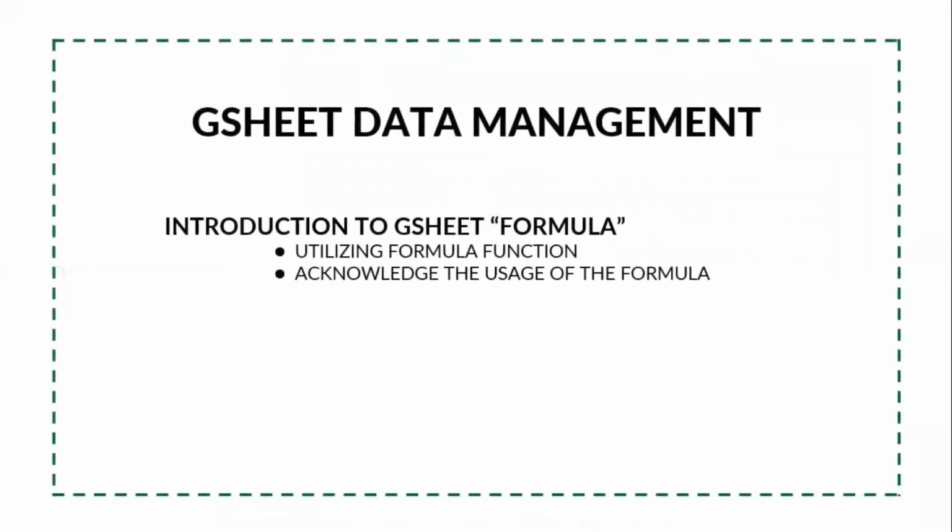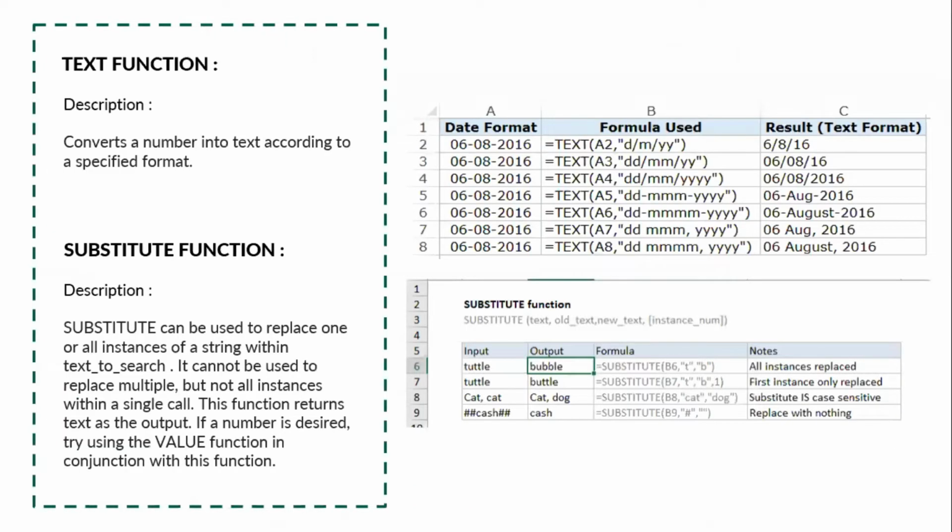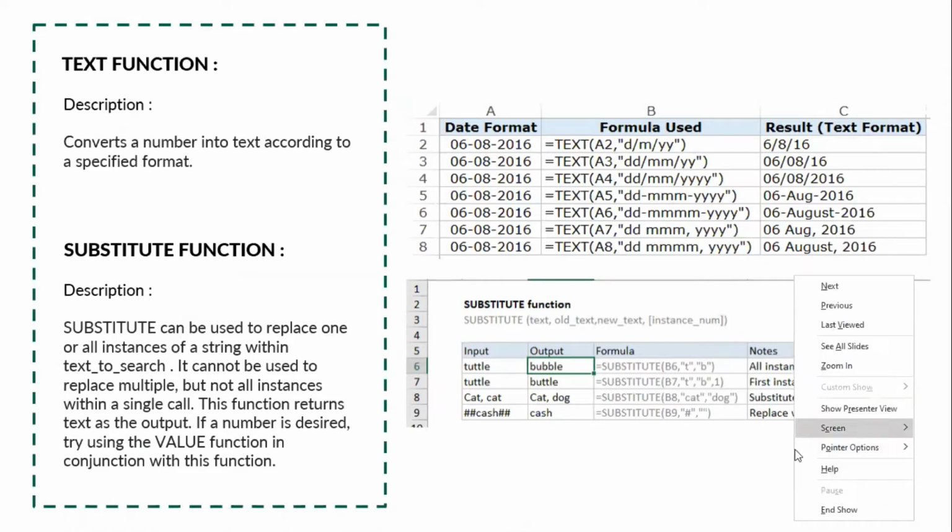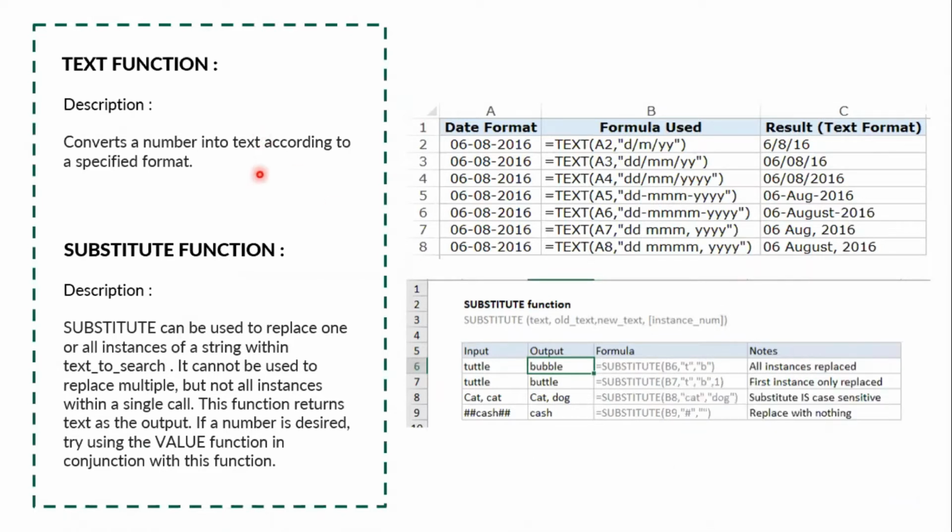Today we'll be looking at Google Sheet data management, and I'll be introducing to you some of the formulas that you can use to manage your data. First function would be the text function. The text function converts a number into text according to a specified format.